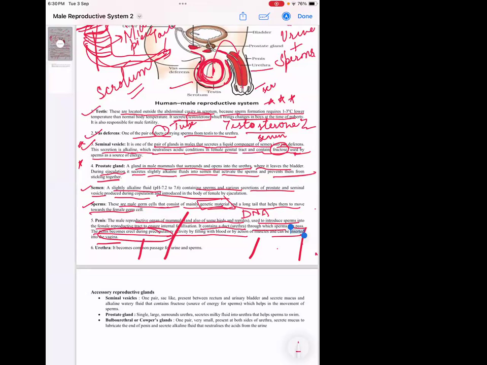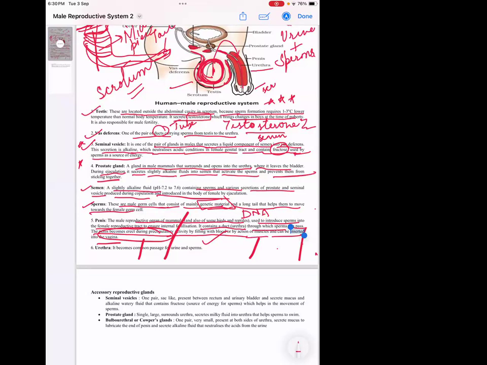It becomes erect because of the activity of the blood. Whatever the outer layer of the penis is there, the skin of the penis, it starts filling with blood. And when it starts filling with blood, it starts erecting. So that is how it will be working.